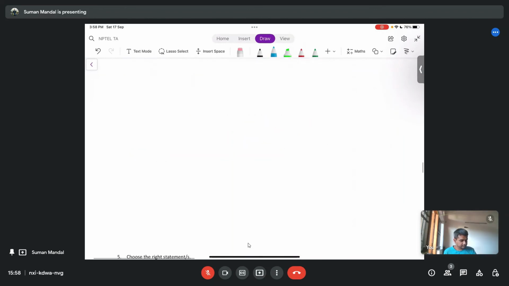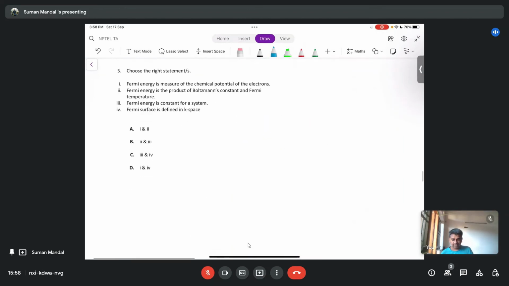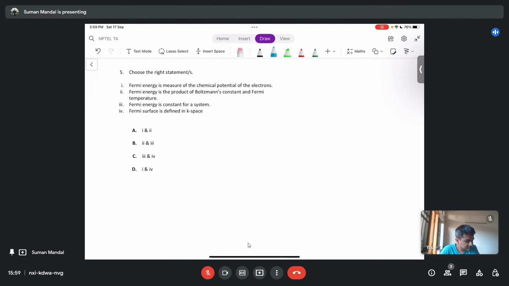Okay. So choose the right statements. Fermi energy is a measure of the chemical potential of the electrons. Fermi energy is the product of Boltzmann constant and Fermi temperature. Fermi energy is constant for the system. Fermi surface is defined in K space. Yes, but Fermi energy is a measure of chemical potential. So we'll discuss one by one, starting with the first option.